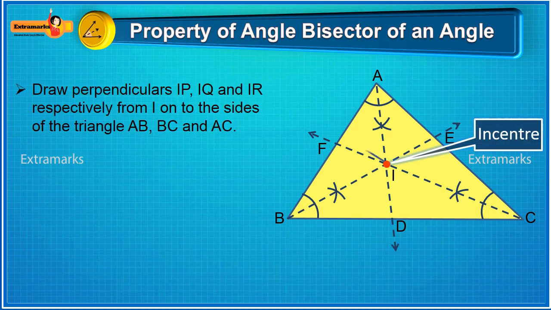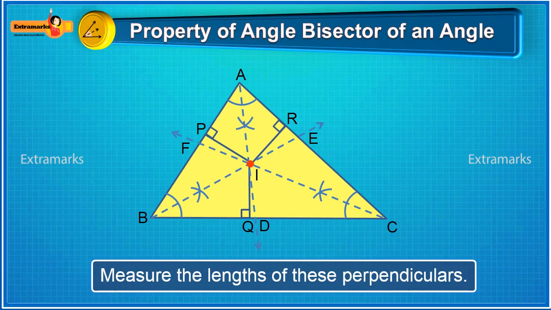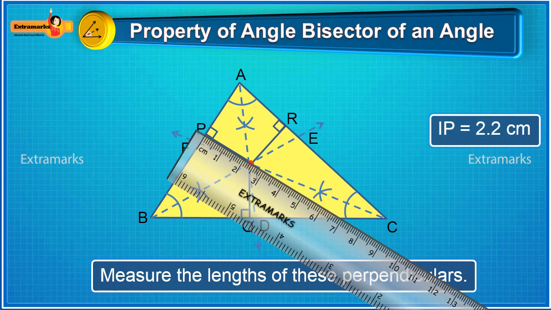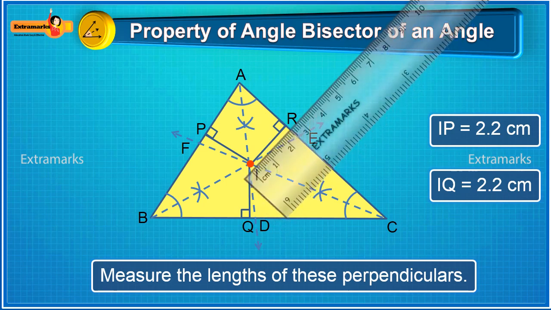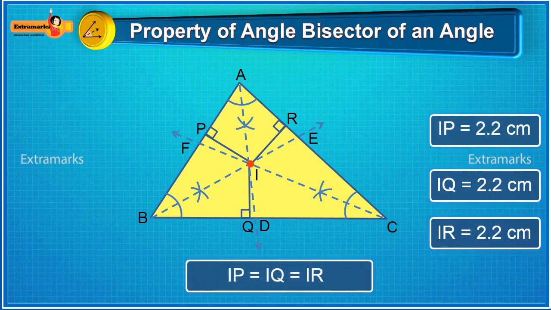Draw perpendiculars IP, IQ, and IR respectively from I onto the sides of the triangle AB, BC and AC. Measure the lengths of these perpendiculars. We find that IP is equal to 2.2 centimeters, IQ is equal to 2.2 centimeters, and IR is also equal to 2.2 centimeters. Looking at these three values, we can conclude that IP is equal to IQ is equal to IR. Let us have a quick recap of what we have learnt.